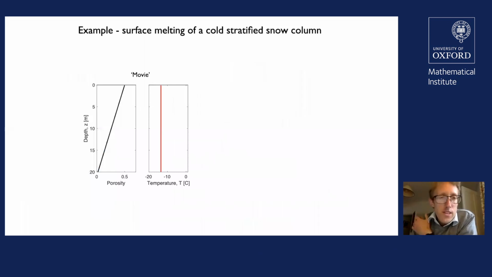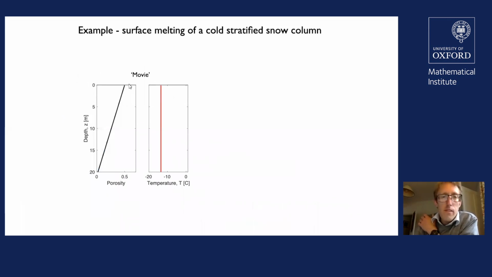So this is just an example of the solutions of the model that we came up with, where I take some snow. This is the porosity of the snow. So it's largest at the top, and then it goes down to basically 0 at the bottom. And this is what snow typically looks like. And it's all cold, so minus 15 or so.